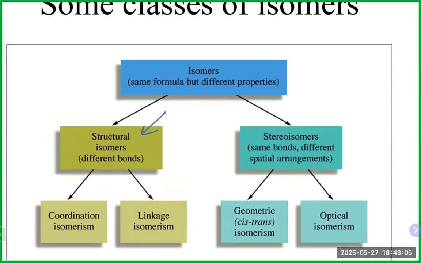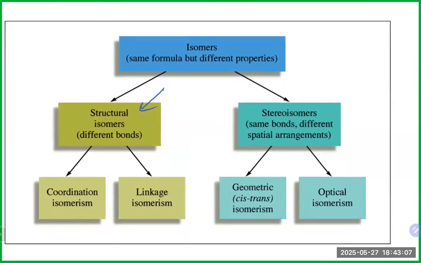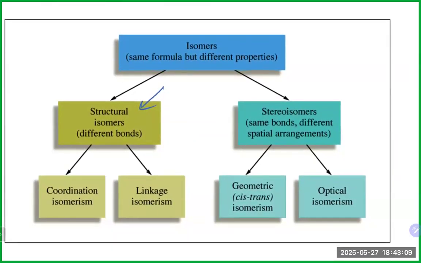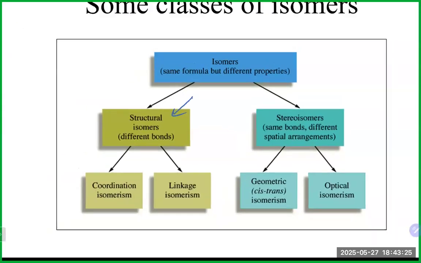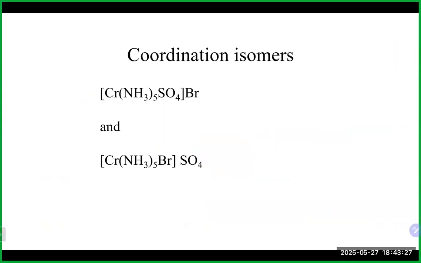We could have structural isomers, which have different bonds, and a class of those could be a coordination isomer or a linkage isomer, and we'll talk about what each of these are in just a second. We could also have stereoisomers, which have the same bonds but are arranged differently in space, and that could give us geometric isomers of cis or trans, and also optical isomers as well. So let's talk about coordination isomers.